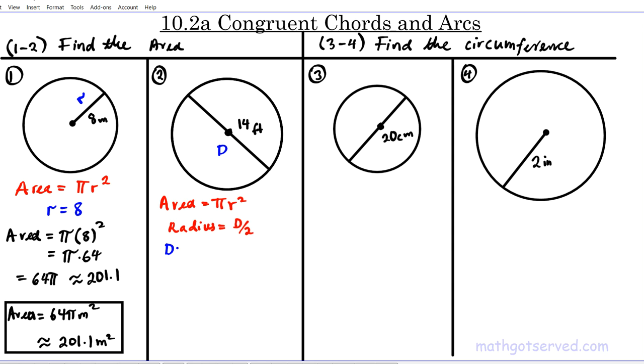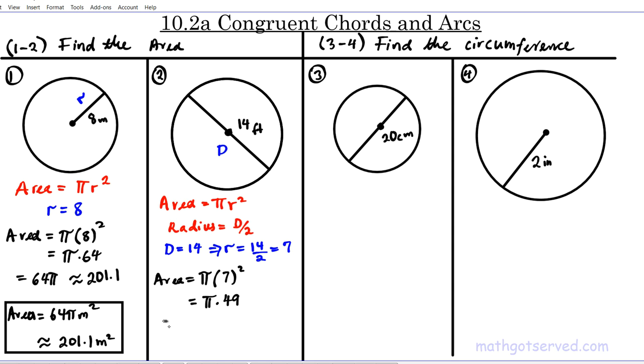Since the diameter is 14, it follows that the radius is going to be half of that, which is 14 over 2, which is 7. So that's all you need to know to find the area of a circle, the radius or the diameter, because you can find the radius from the diameter. So area is going to be pi times the radius, which is 7, squared. So that's going to be pi times 7 squared, and 7 squared is 7 times 7, which is 49.